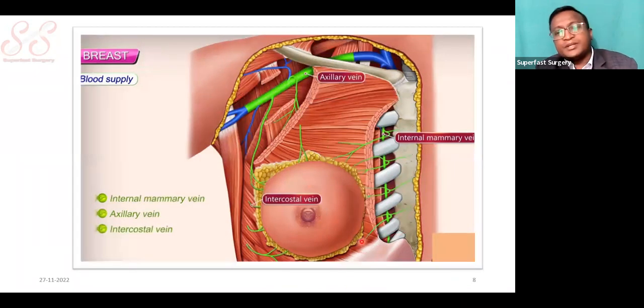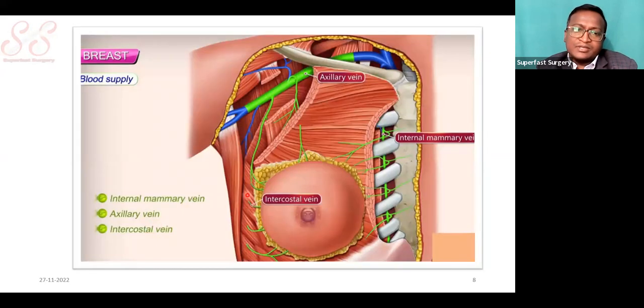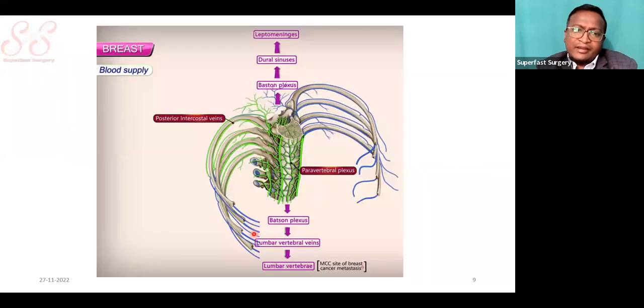The venous drainage of the breast is basically via three major tributaries, that is the internal mammary vein, the axillary vein, through those branches that we discussed, and the intercostal vein. The reason why I am discussing all these blood vessels is that they have implications in the management of breast cancer. The intercostal vein that we saw in the previous slide will drain into the posterior intercostal vein.